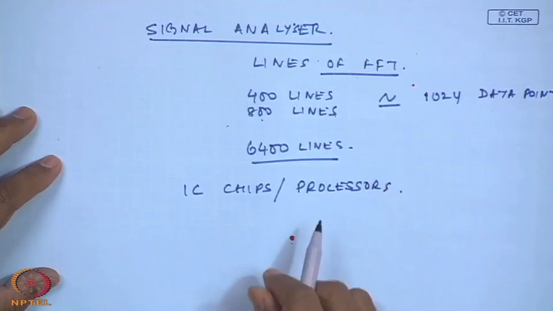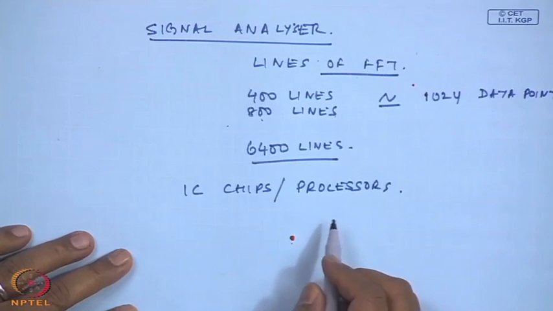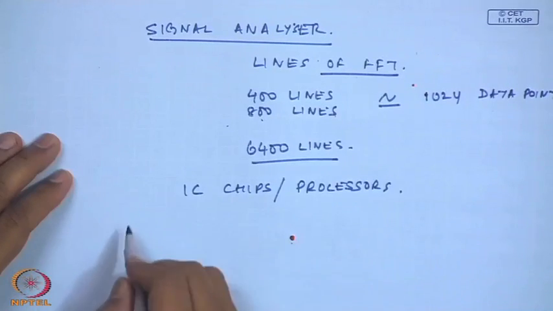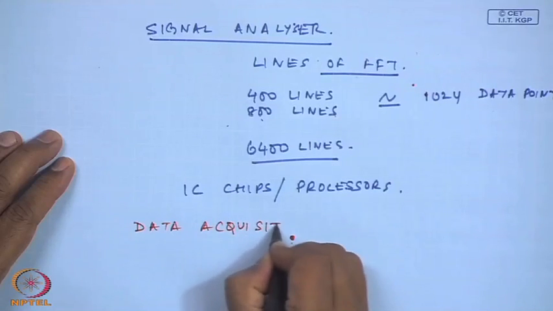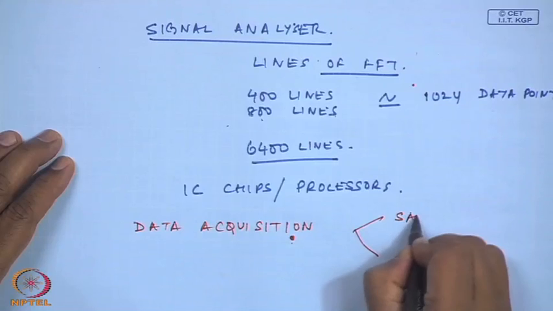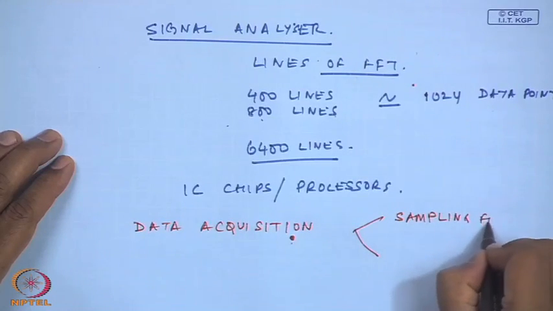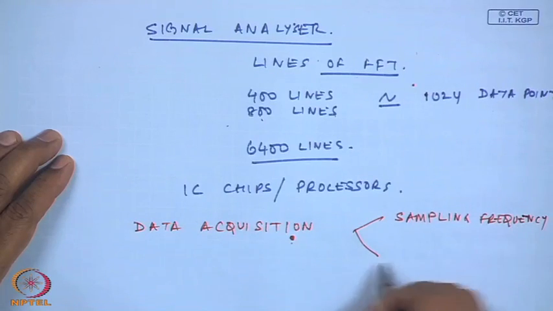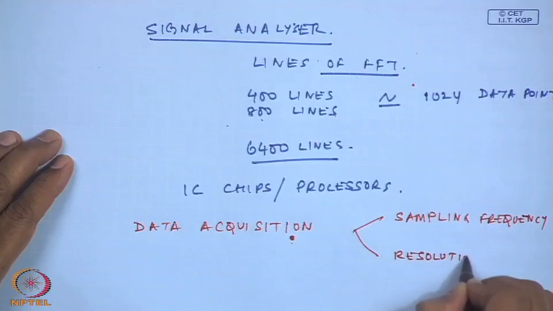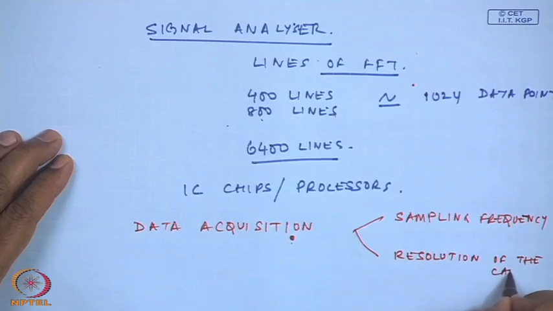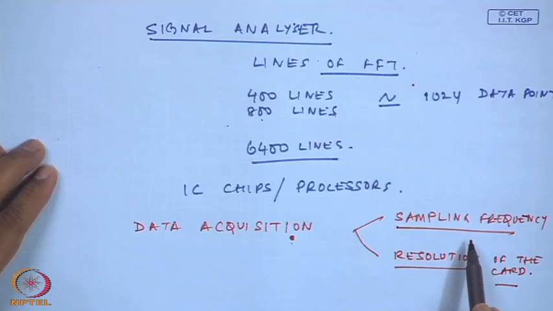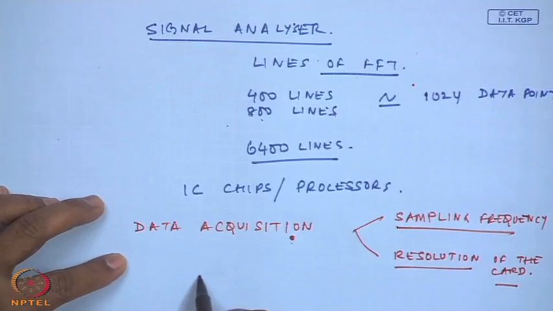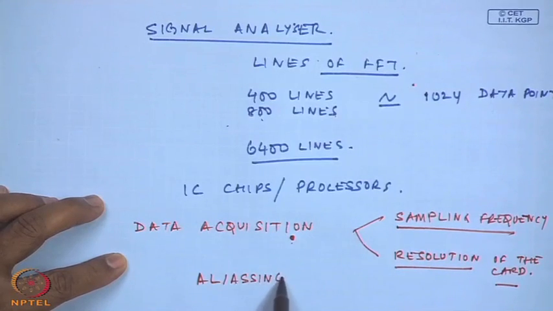Thus, this kind of an example helps us understand the numerical requirement in terms of memory storage for data acquisition. In a data acquisition system, two most important parameters are the sampling frequency and the resolution of the card, whether it is 16 bit, 12 bit, etcetera. If you have an erroneous sampling frequency, you have the problem of signal aliasing. And if you do not have adequate resolution, you have what is known as quantization error.